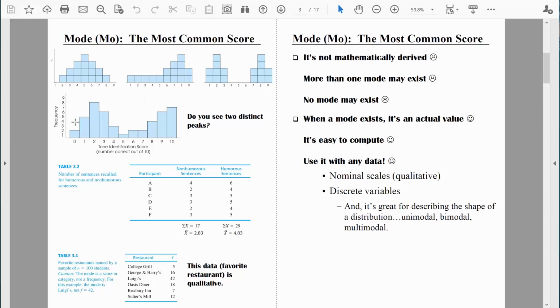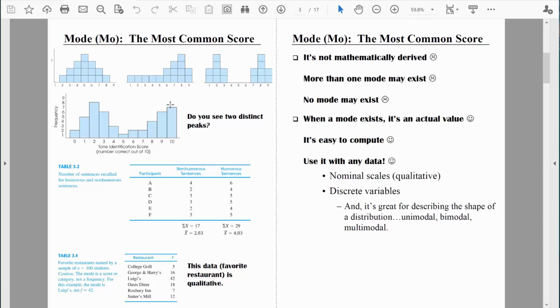Take a look at this distribution right here. Again, we see two distinct peaks. Even though those peaks aren't necessarily exactly at the same height, we would still see that distribution as bimodal. So it looks like we have a mode at 10 and a mode at 2. Some people would call this a major mode and this a minor mode. That's okay. That's just a slight distinction to help people better understand those peaks aren't at exactly the same level.